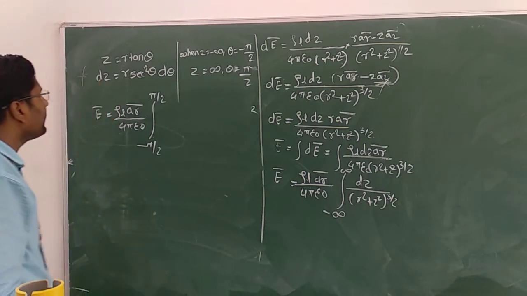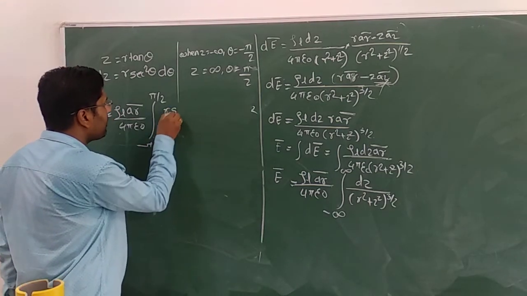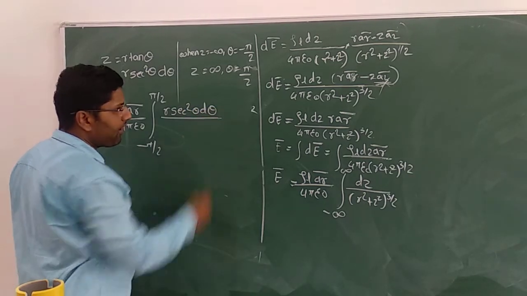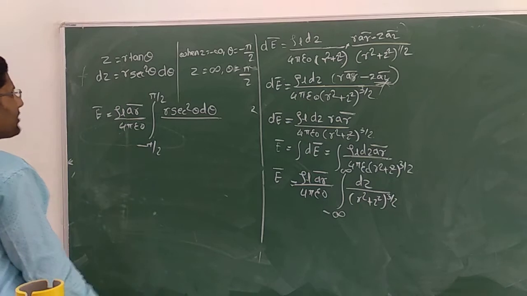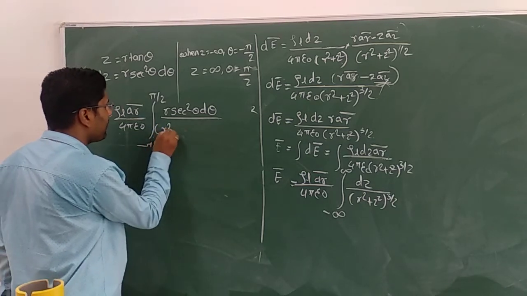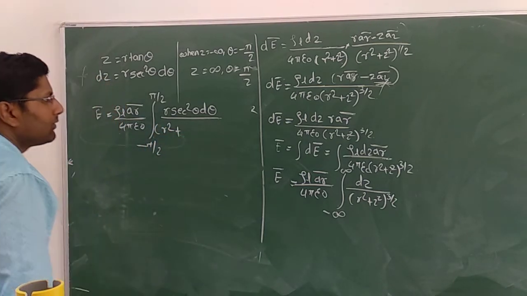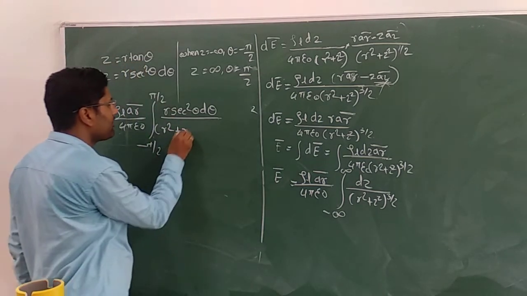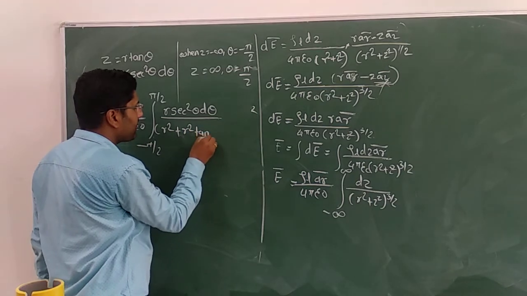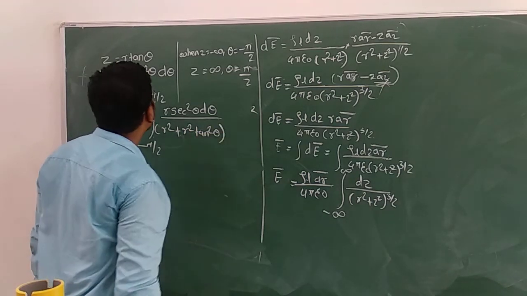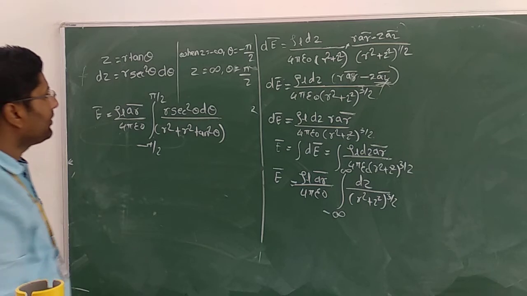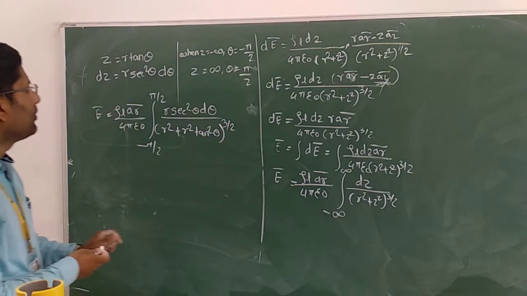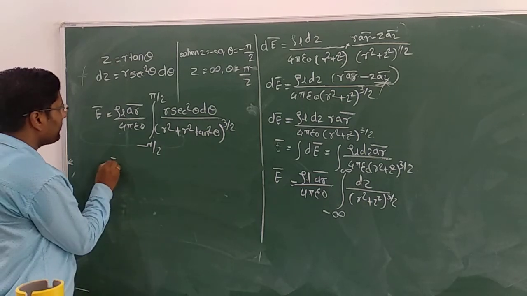Instead of dz, what you have to do? Put r sec square theta d theta, divided by, instead of r square plus z square, here it is r square plus r square tan square theta, raised to 3 by 2. Now do the simplification.